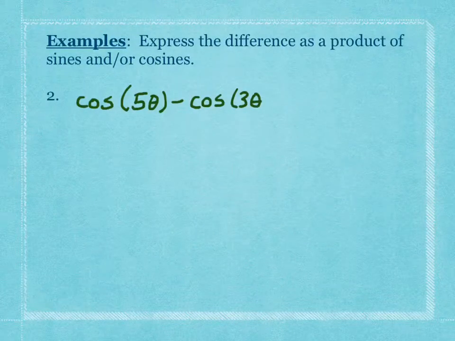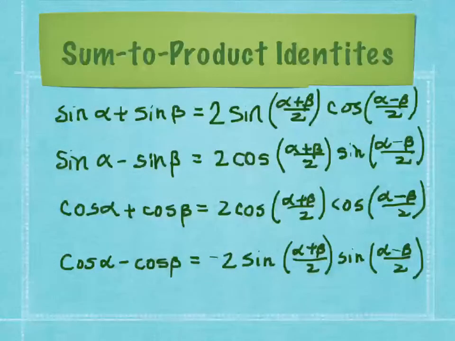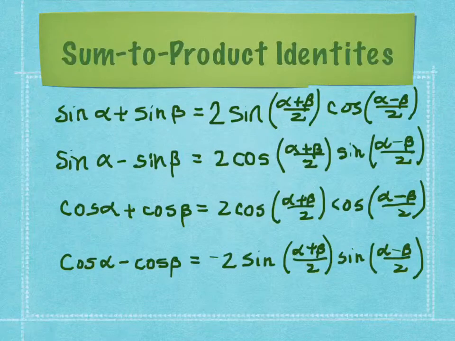All right, so we're going to do the same kind of directions on this one, but it's asking us to go the other direction. We're going to express the difference as a product. So this is the second set of identities. We've got two cosine values that are subtracted from one another. So we're taking a look here, and this will be the last identity on this slide.